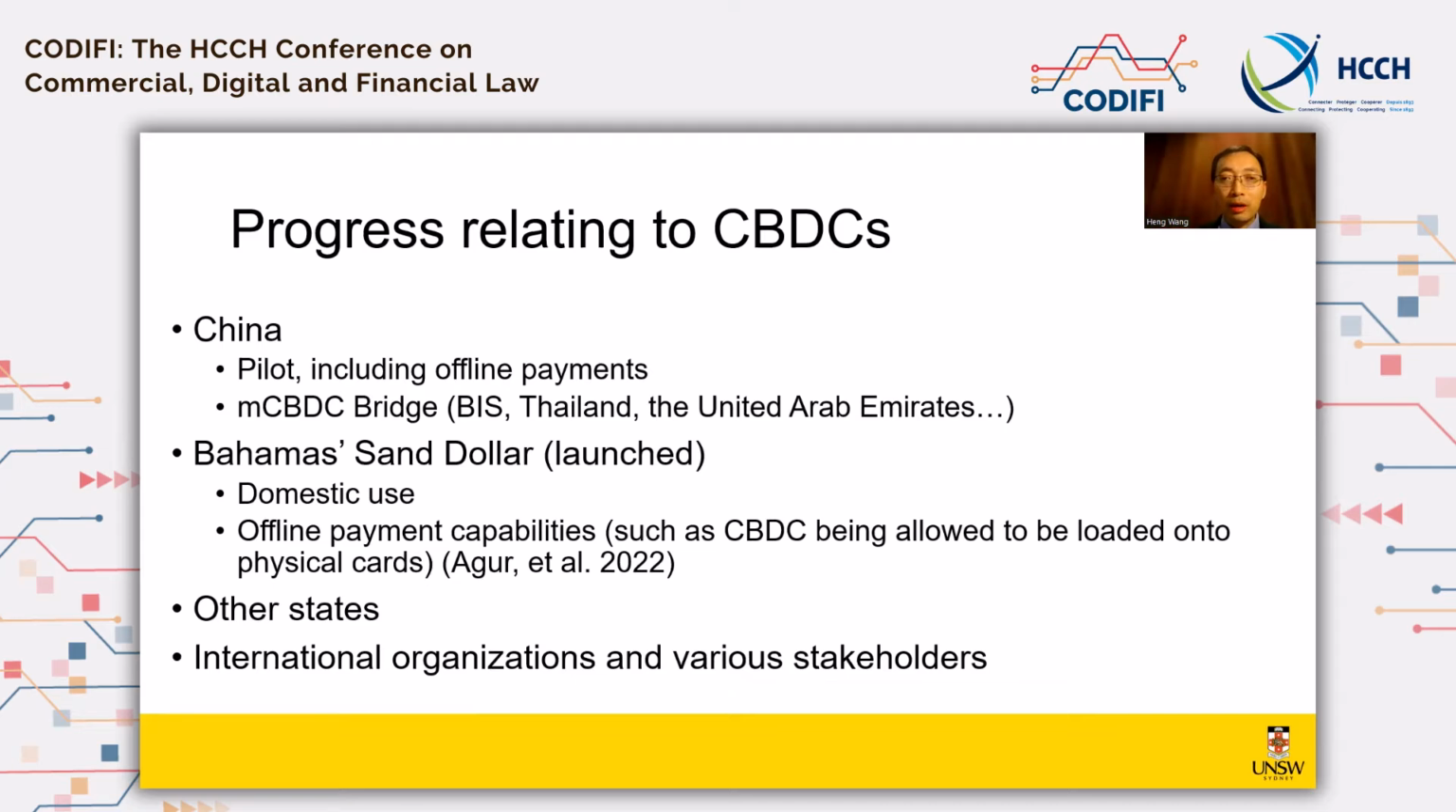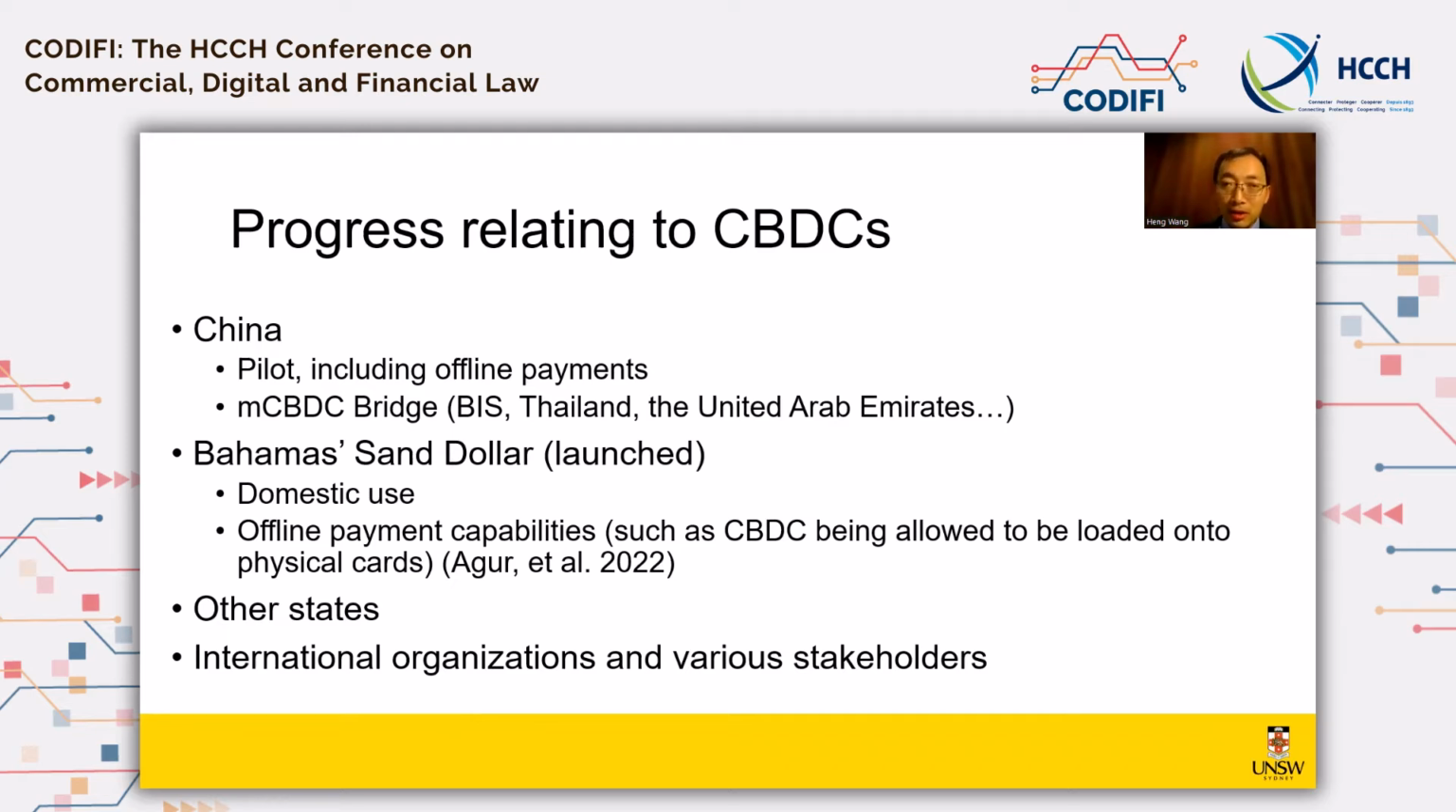Obviously China is working on pilots, including offline payments. And also China is working with the BIS Innovation Hub, central banks in Thailand, and UAE and so on and so forth to have a project on mBridge, to explore how different CBDCs may be linked. And also China has established a joint venture with SWIFT, which may support digital currency in the future if everything goes smoothly.